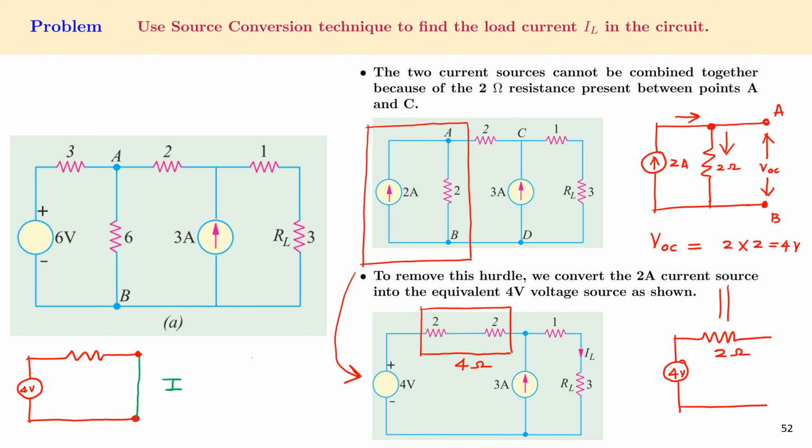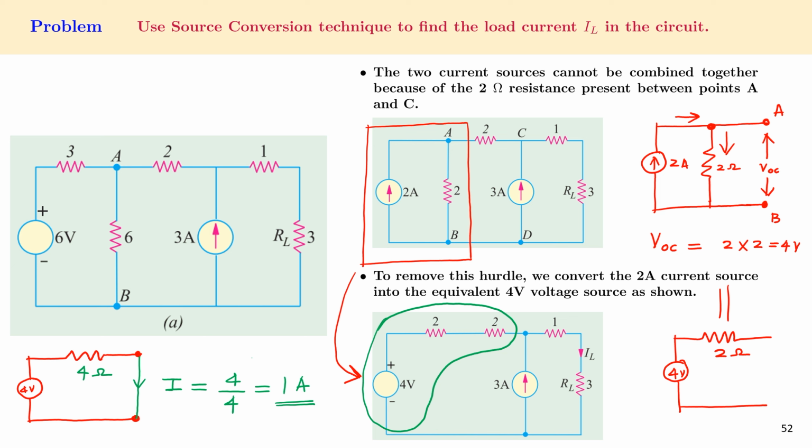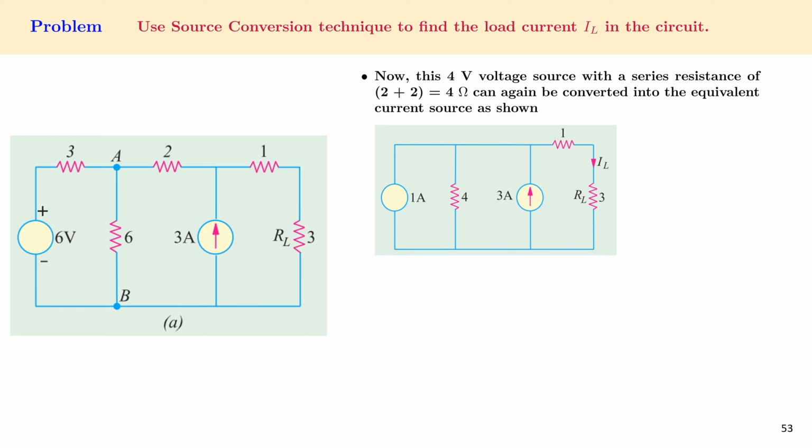Now the current that is going to flow in the circuit is simply given by 4 divided by 4 ohms, that is equal to 1 ampere. That is, this part of the circuit can be replaced by a 1 ampere current source and a parallel resistor of 4 ohms, and that is shown in the next figure.